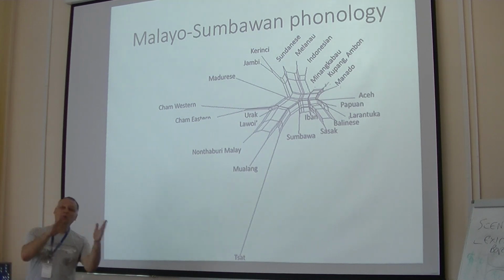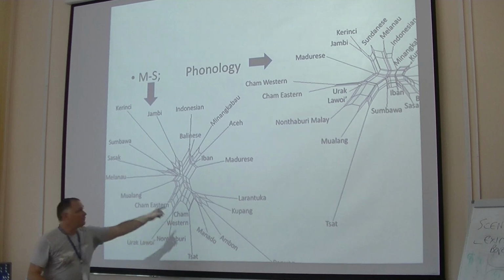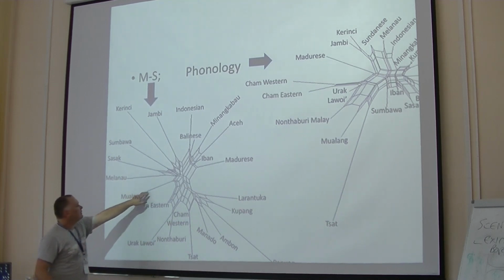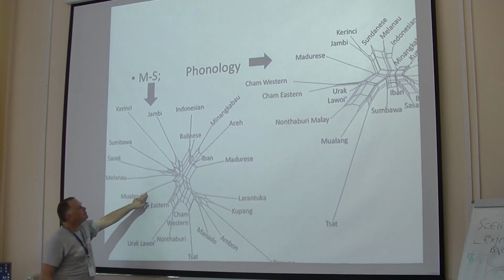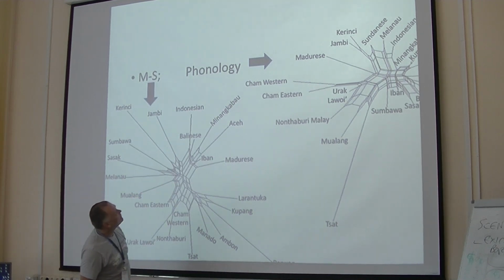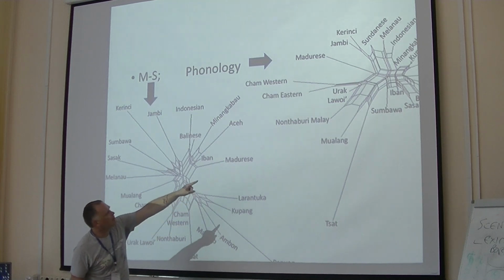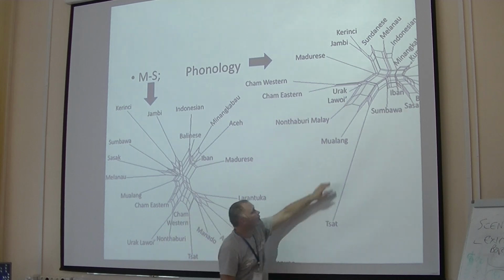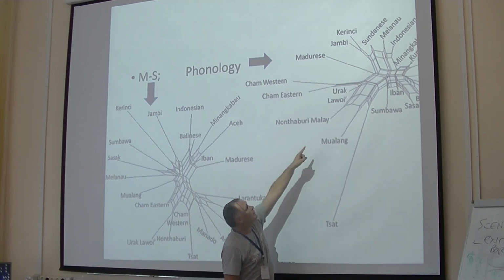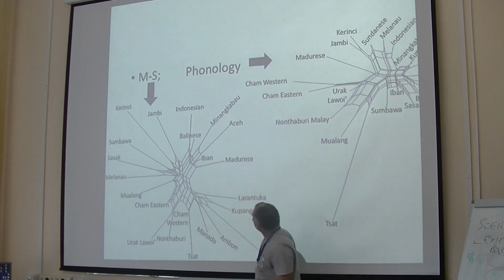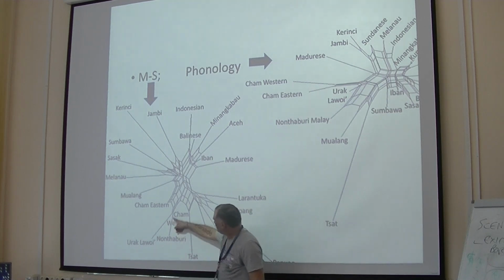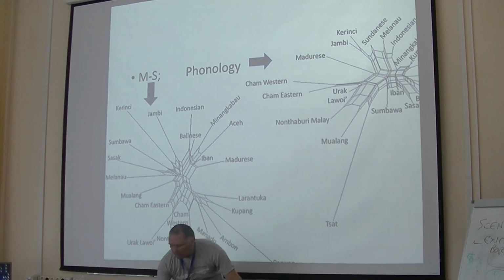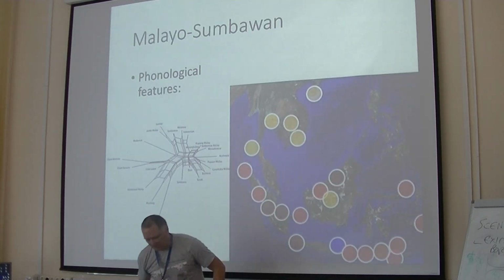Phonology gives you one story, morphosyntax gives you another. The two of them together are not the same. So Mualang is roughly an isolate in morphosyntax, and it's disappeared up there. Oh, there it is. Mualang's hiding near Mentawai Malay. Similarly, Urak Lawoi' is over there, whereas here, Urak Lawoi' is actually fairly coherent. Mapping it helps you understand it better.